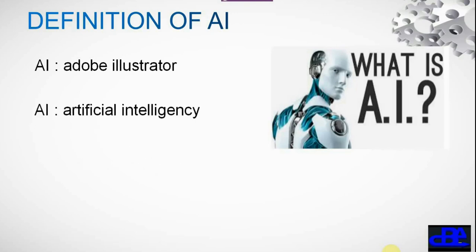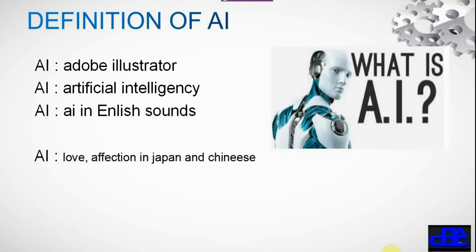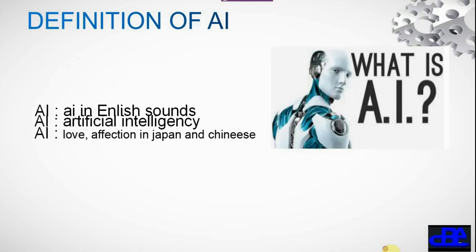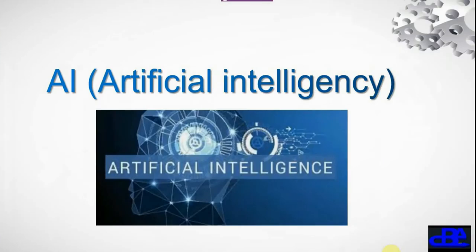Sometimes it actually means artificial intelligence, and it can also be an A sound, especially in English. AI actually means love and affection in Japanese and Chinese. Actually, these are not what we want to talk about today. We want to talk about AI, which is artificial intelligence.